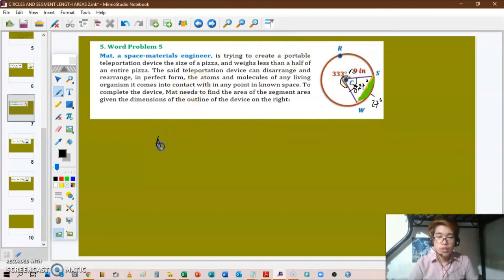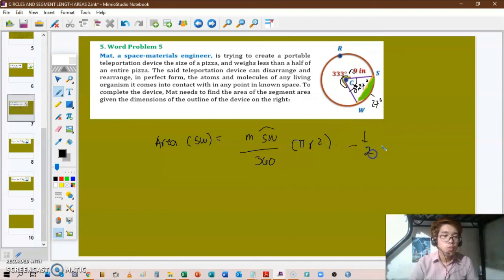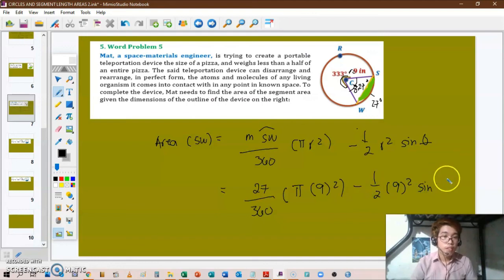Okay, so solving for the area, the area of segment SW is going to be equal to the measurement of arc SW all over 360 multiplied by the area of the circle here, then minus 1/2 r squared multiplied by sine theta. This is the area of the triangle that we have here. So this is going to be equal to 27 all over 360 multiplied by pi times 9 squared minus 1/2 of 9 squared multiplied by sine theta, and theta is equal to 27 degrees.